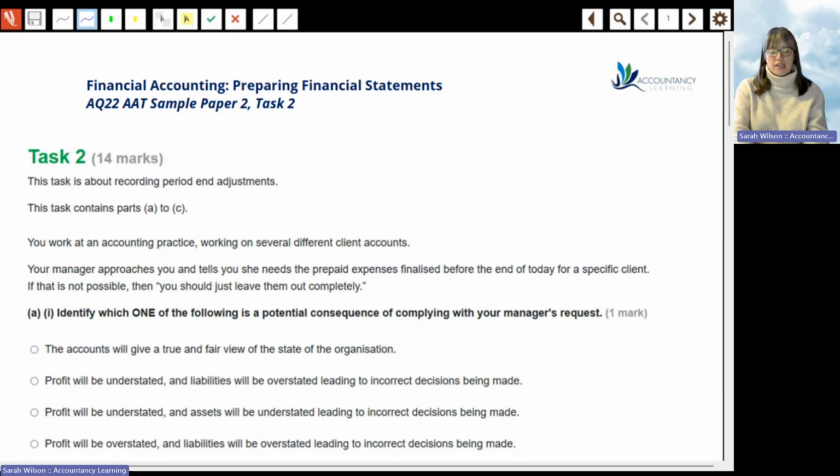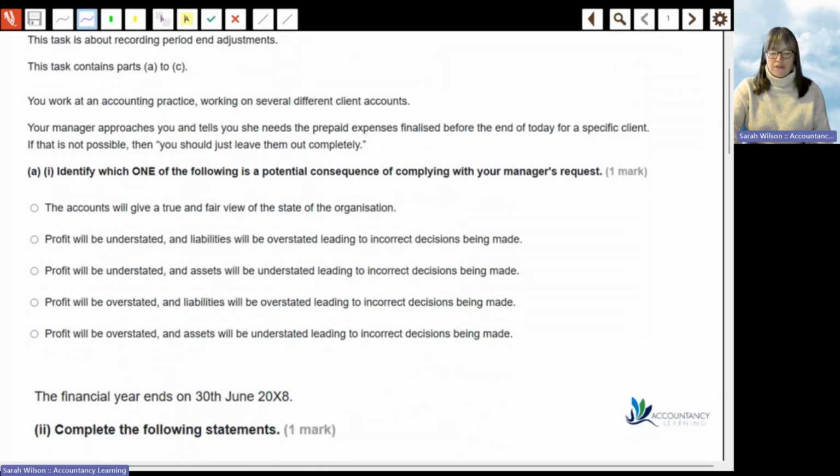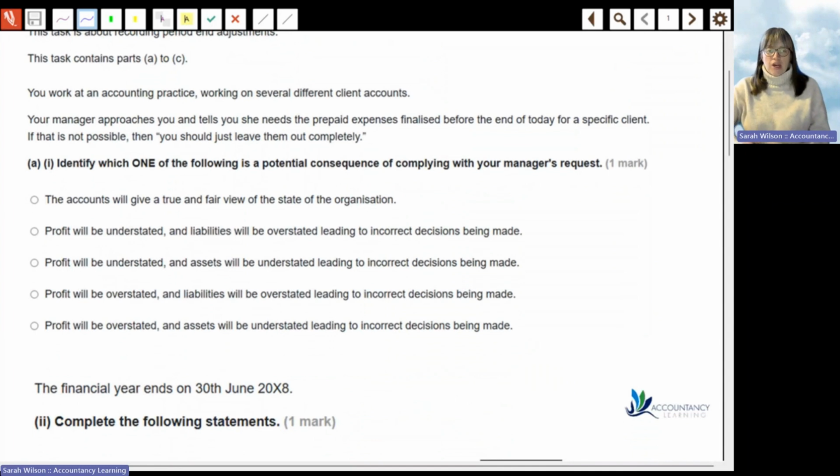So this task is about recording period end adjustments. You work at an accounting practice working on several different client accounts. Your manager approaches you and tells you that she needs the prepaid expenses finalised before the end of the day for a specific client. If that is not possible, then you should just leave them out completely.